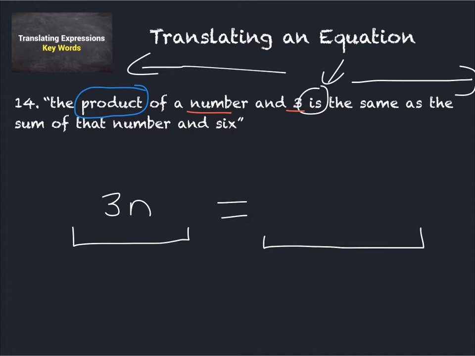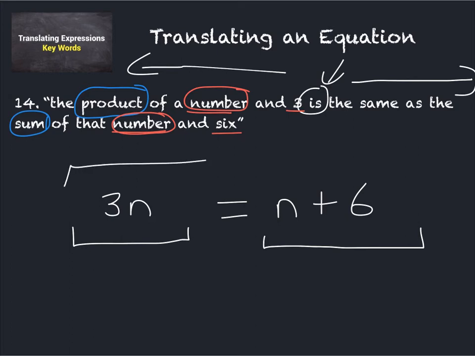So let me circle some of these words. The sum of that number and 6. It looks like we're using that same unknown, so therefore we have to use the same variable. We used n before, we have to use n again. And sum is going to mean addition, n plus 6. And you could go ahead and move the n's to the same side. We usually like to have our variables on the same side. We're not going to do that now, but this would be the translated version of this equation from this statement. That's it.